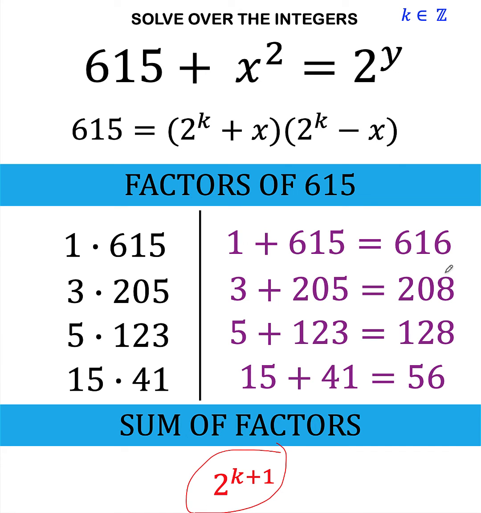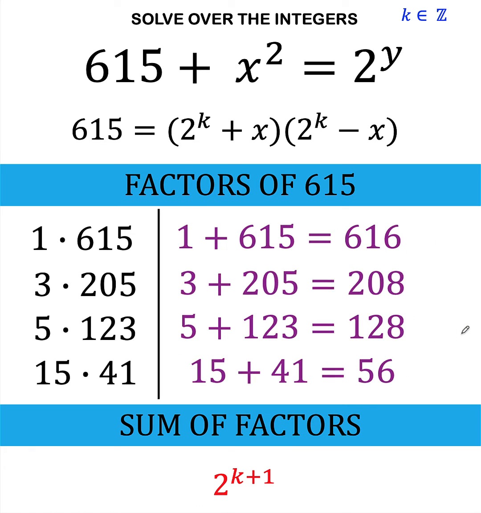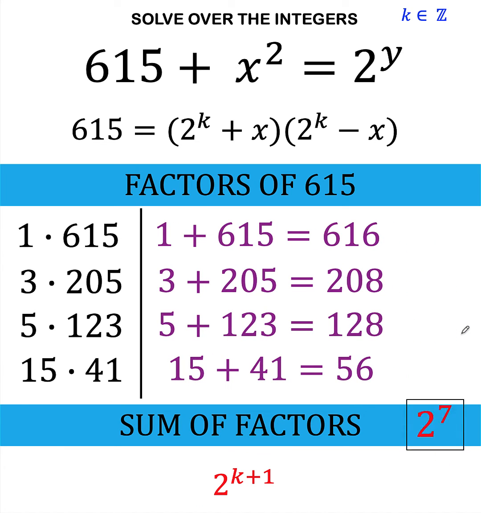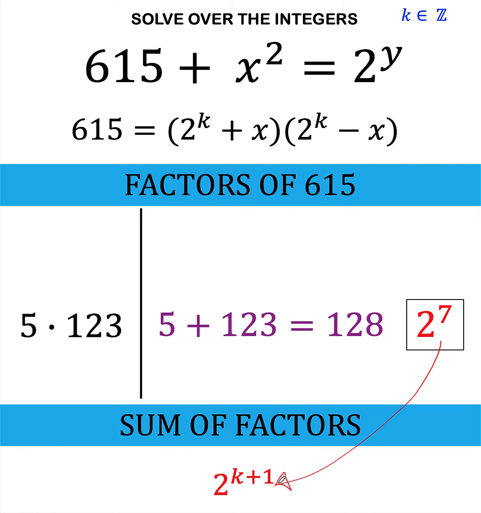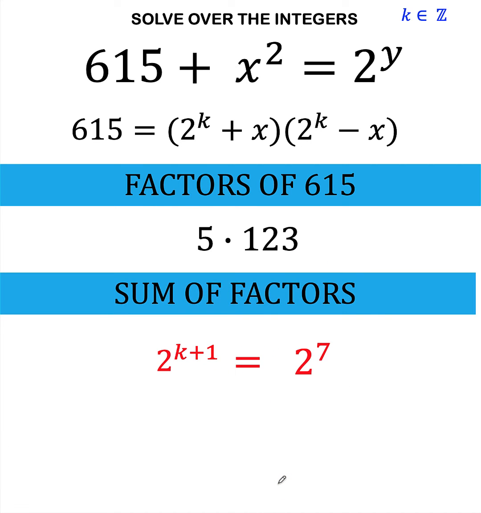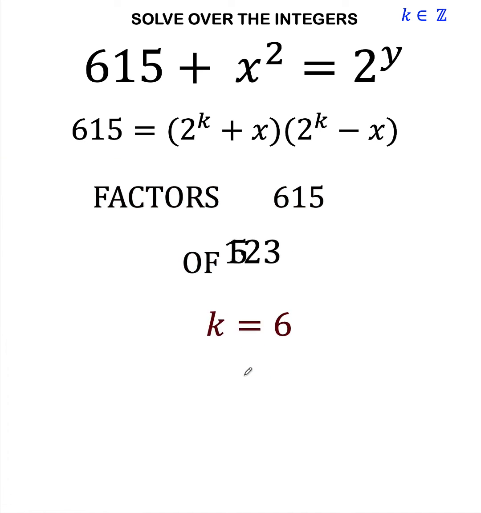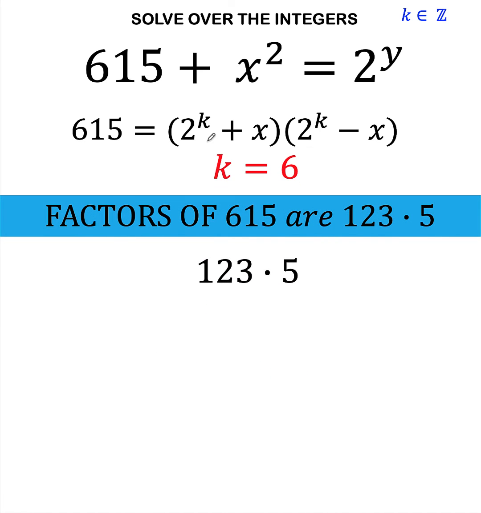And among these four numbers here, only 128 is a power of 2, because that is equal to 2 raised to the 7th. All the rest cannot be written in this form. And this 2 raised to the 7th can now be equated to 2 raised to k plus 1, giving us now the value of k to be equal to 6. So if k is 6, 6 plus 1 is 7, we have a correct equation here. And we now have our value for k. So this k is 6, this k is 6.